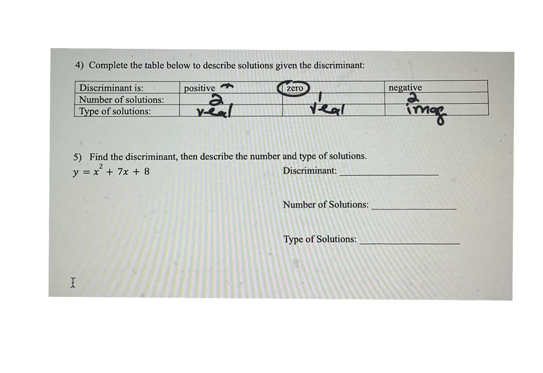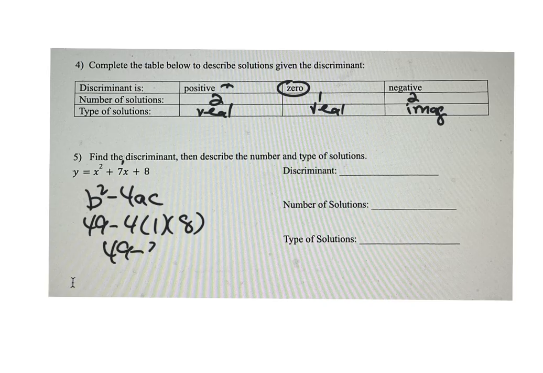Okay, so number 5 is the one just like 4, so we've got to do some work here. They want you to figure out what the value of the discriminant is. What is b squared minus 4ac? B is 7, so 7 squared is 49 minus 4 times 1 times 8, because that's a and c. That gives me 49 minus 32, or you could just punch the whole thing in your calculator if you want to. Get 17, there's the first answer. Now, because it's positive, you get 2 answers. What kind do you get? 2 real. That's how you fill in those blanks.